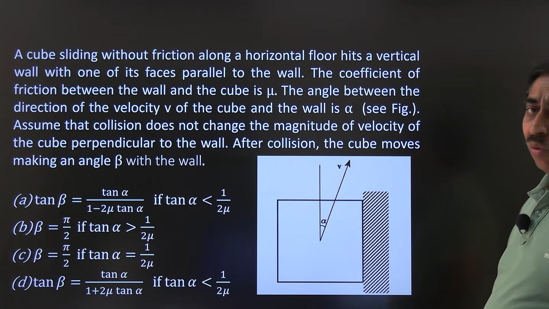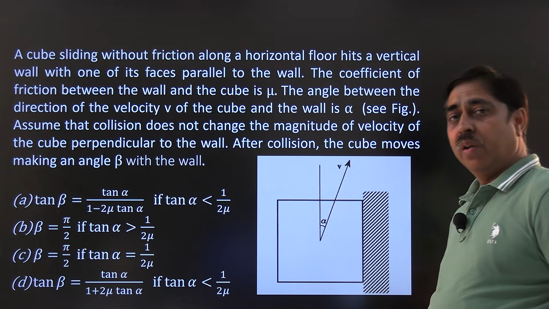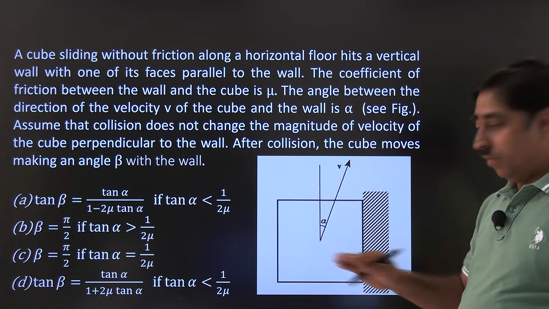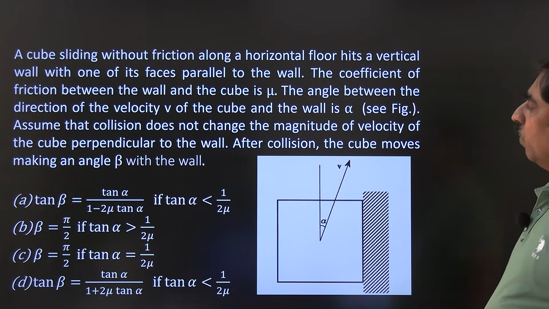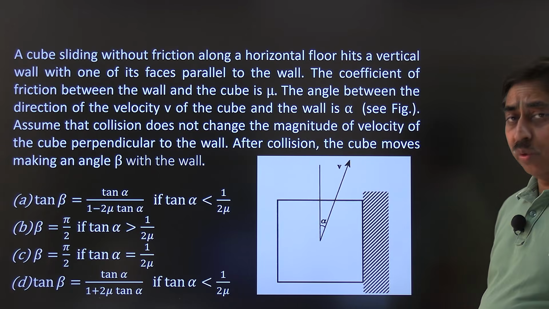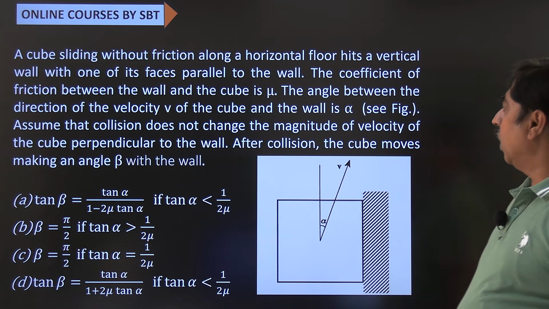its faces parallel to the wall. This is the wall, this is the cube. The wall is vertical, cube is sliding on the floor and it hits the wall. The coefficient of friction between the wall and the cube is mu. The angle between the direction of velocity v of the cube and the wall is alpha.